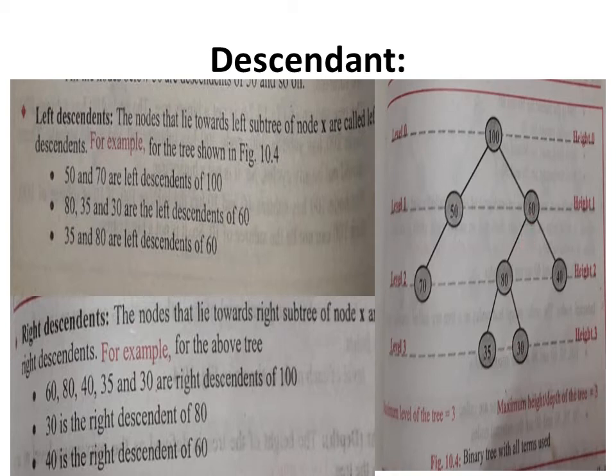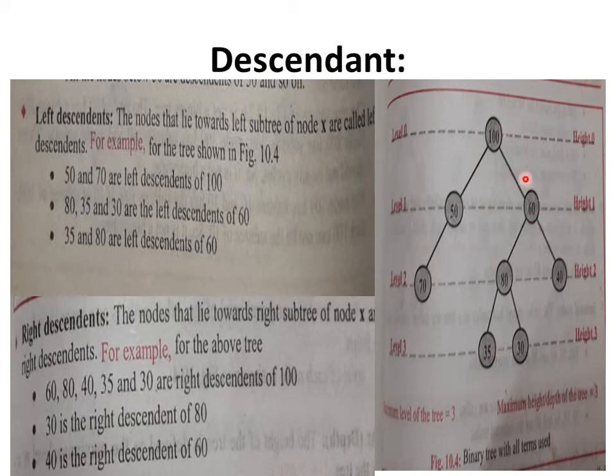30 are the left descendants of 60, and here you can see 35 and 80 are the left descendants of the 60. Similarly, here you can see the right descendants. That means the nodes that lie towards the right subtree of X are called right descendants. What are here? This is the right part. See here you can see 60, 80, 40, 35 and 30. These lie in the right part of the 100.